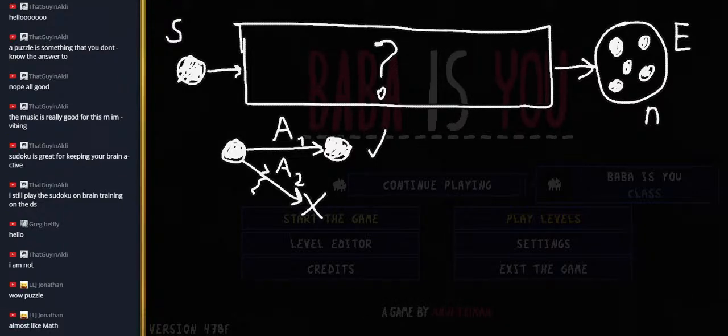Almost like math? It is, in fact, math. Anything can be reduced to math, really. Math and logic.